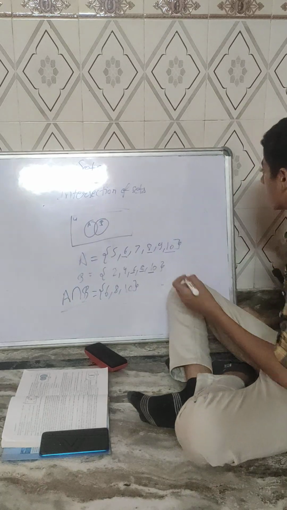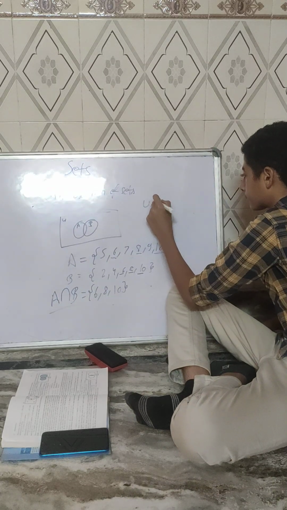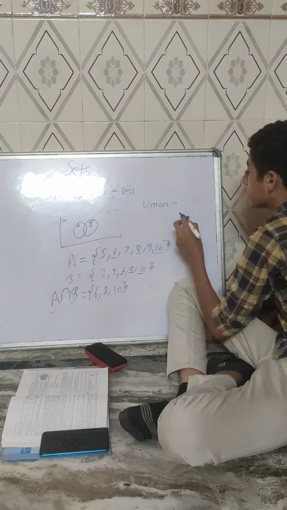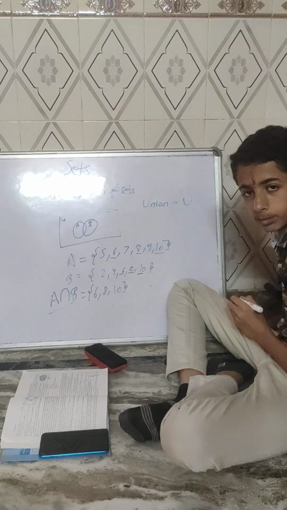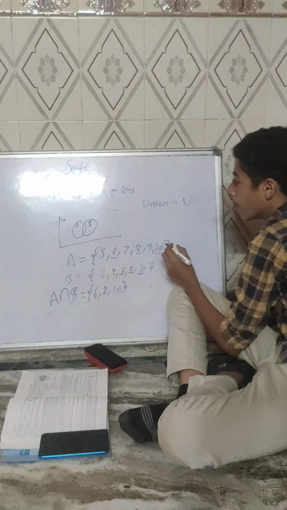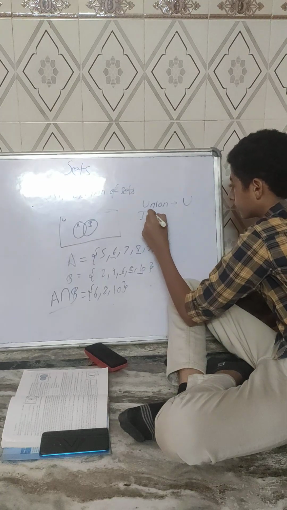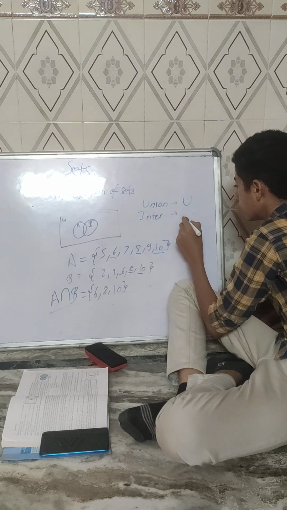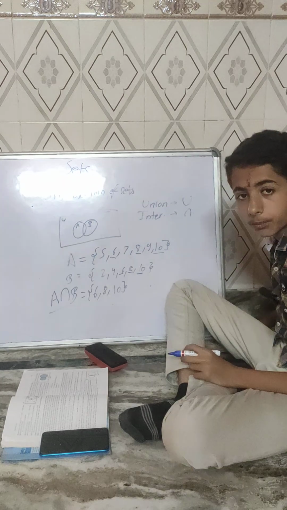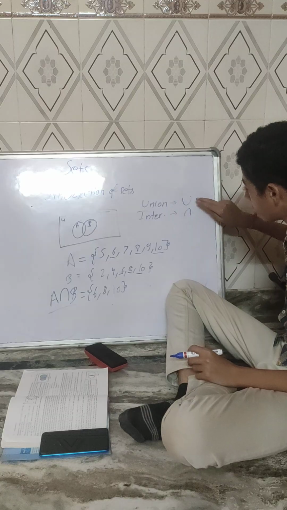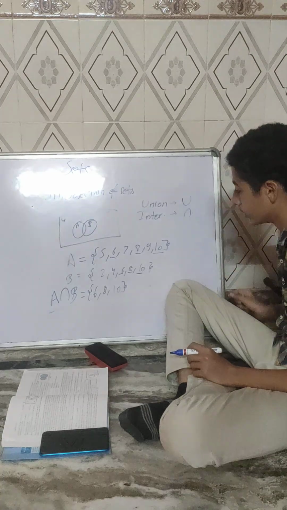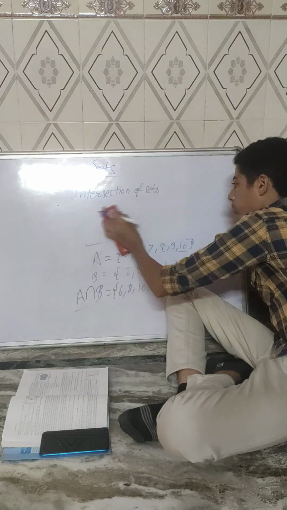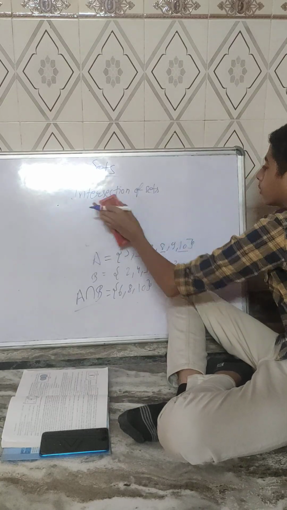Now, the symbol of union is an upward U, whereas the symbol of intersection is like a downward U. So union has an upward U, intersection has a downward U. Right? So this was the topic of intersection of set A and B.